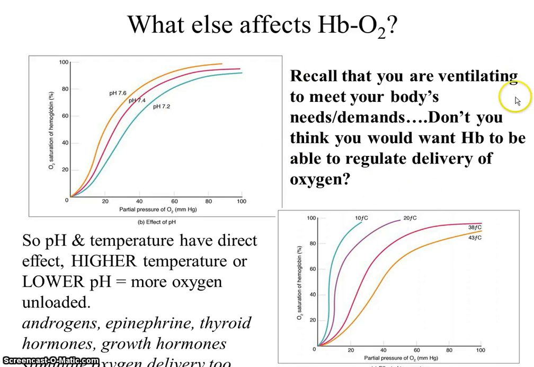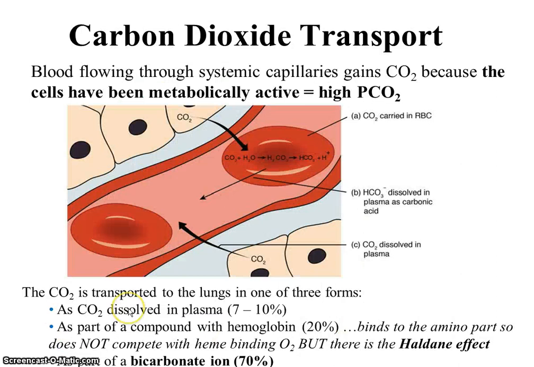So really what we're saying is that you're ventilating to meet your body's needs. You're moving gases to meet your body's needs. Your breathing rate and your depth increase with exercise. You'd think hemoglobin would also want to be able to change, and in fact it does. So pH and temperature have a direct effect. The higher the temperature, the lower the pH, the more oxygen unloaded. And then there's a variety of other factors that can influence this too.